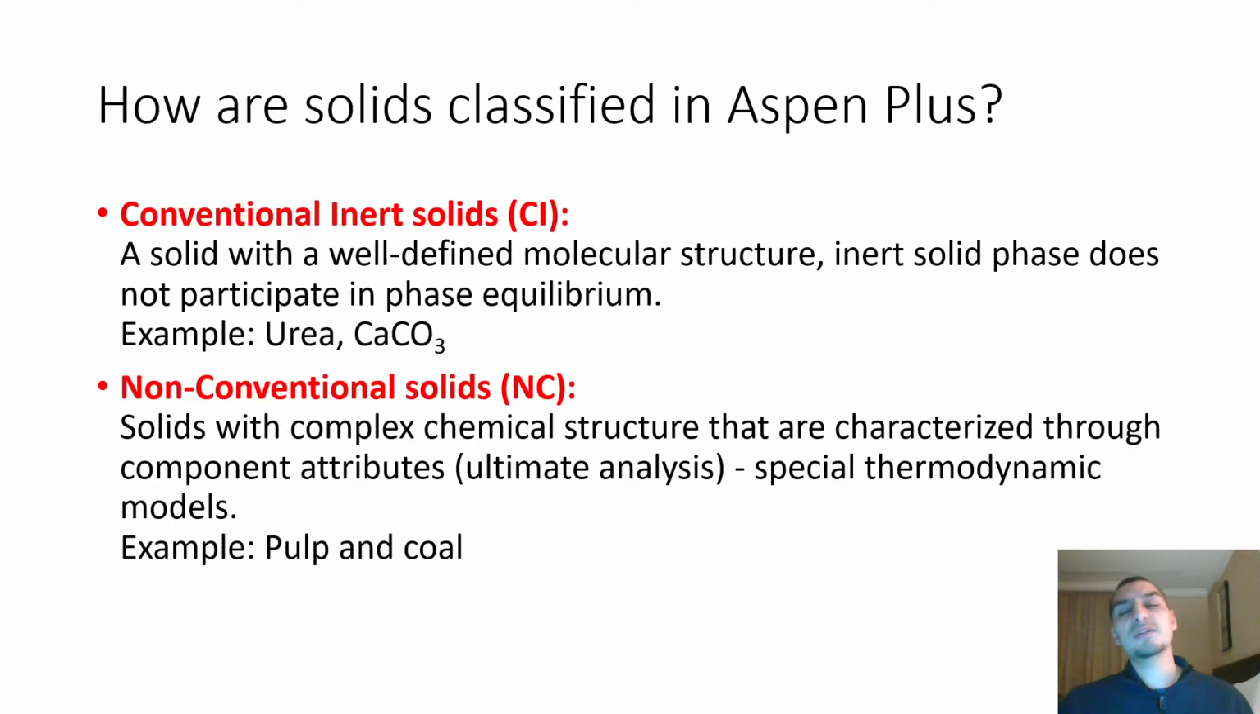Now let's go to the second question, which is the classification of solids in Aspen Plus. What are the CI solids and NC solids that we saw before? There are two types of solids that we can define in Aspen Plus. The first is the conventional inert solids. Conventional is the same as the conventional components we used to define before, which is material that has a homogeneous molecular structure, such as calcium carbonate, urea, or whatever solid you have.